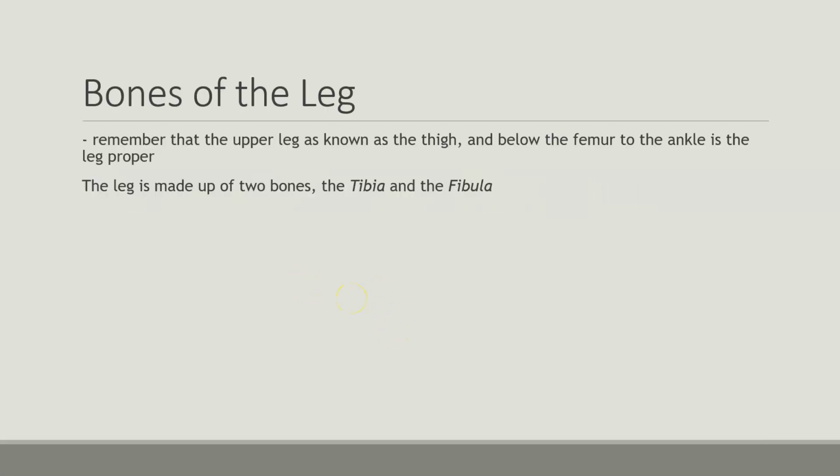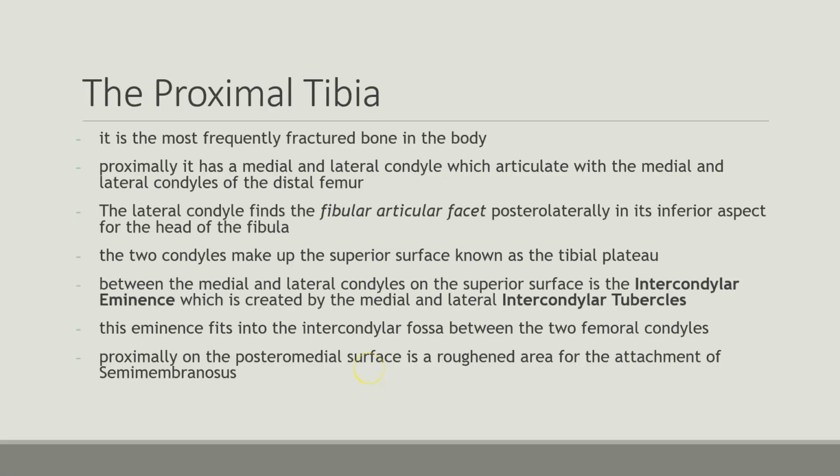Remember that the upper leg is known as the thigh, and below the femur to the ankle is the leg proper. So the leg actually represents from the knee to the ankle. And this leg is made up of two bones, the tibia and the fibula, and it's somewhat similar to what you see in the forearm with the radius and ulna. We have two bones there with the syndesmosis in between, same kind of idea, just built a little bit differently. And obviously we don't get supination and pronation in the foot like we do in the hand, so the relationship between the tibia and the fibula is a little bit different.